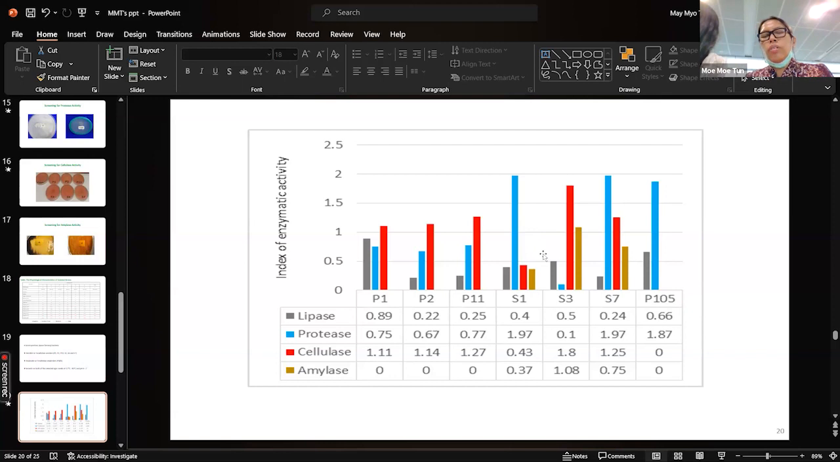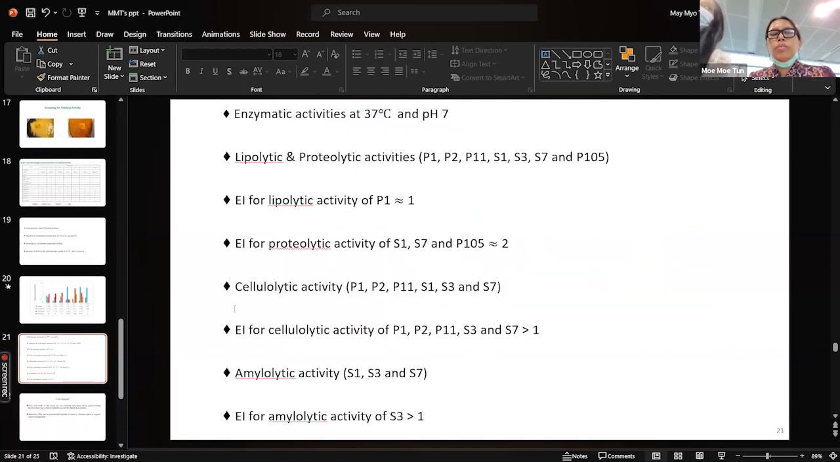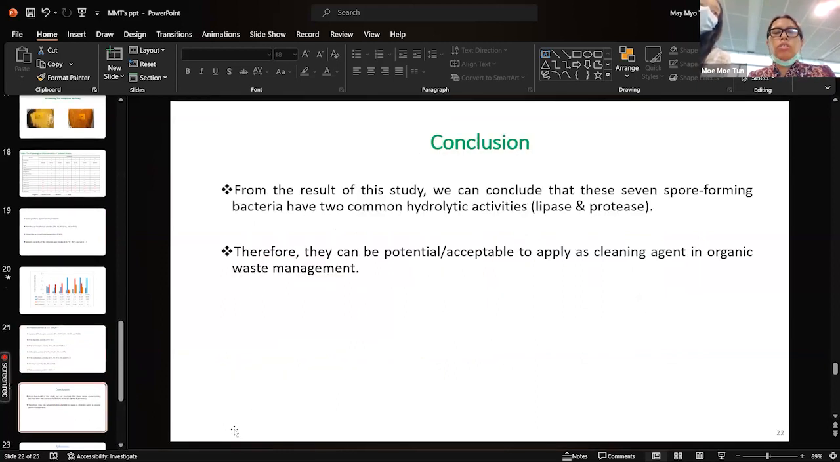According to the literature review, when the enzymatic activity index is greater than one, their enzymatic activity is great. According to my study, I can conclude that these 7 spore bacteria have two common hydrolytic activities, lipase and protease, and therefore they have the potential to be applied as cleaning agents in organic waste management.